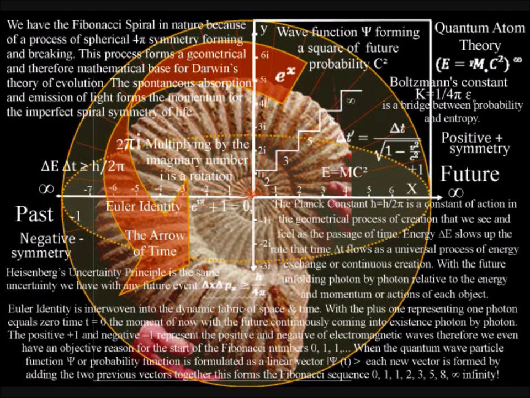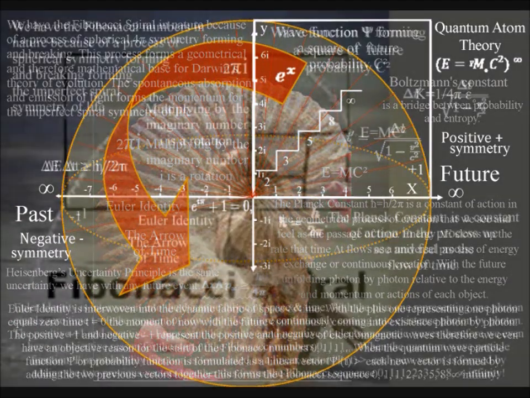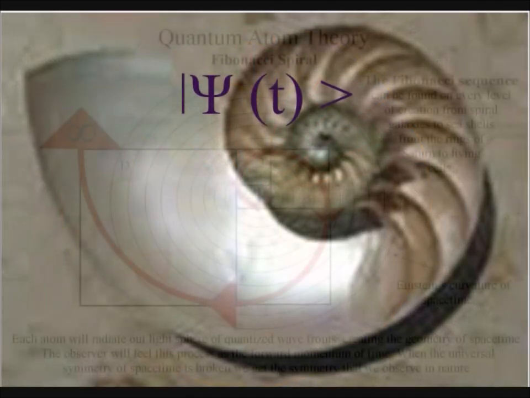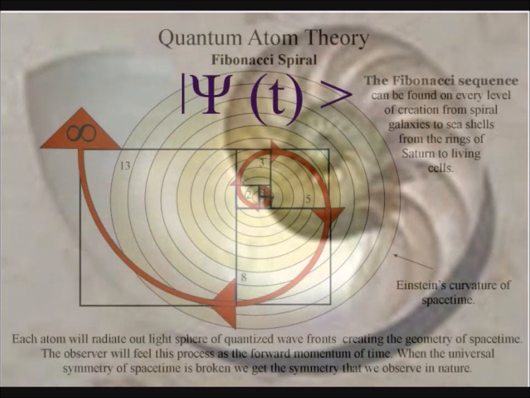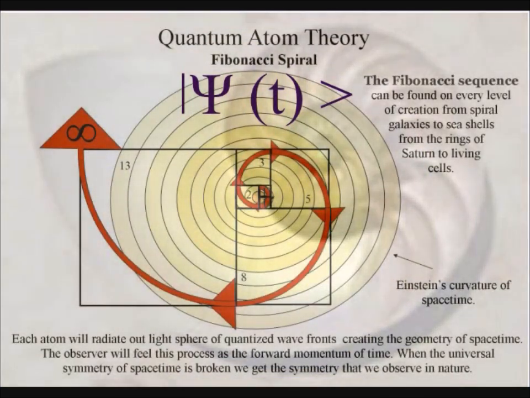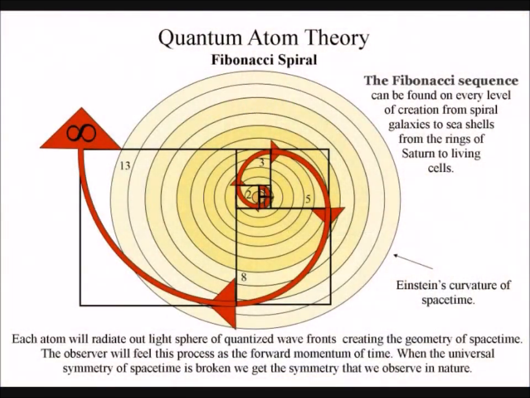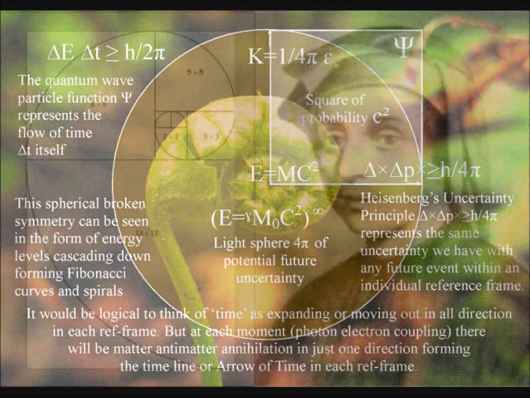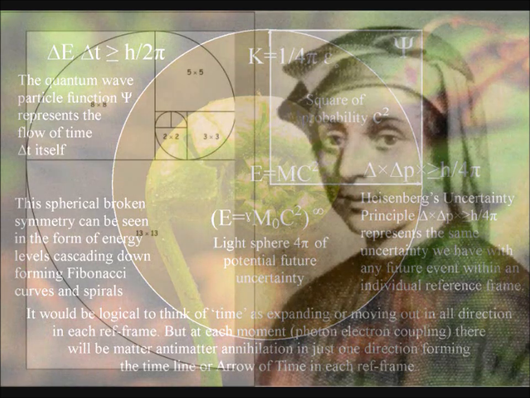It is because these spirals are formed out of broken symmetry that they are never perfect. This is because if the quantum wave particle function or probability function is reformulated as a linear vector, then all the information I can find says that each new vector is formed by adding the 2 previous vectors together. This forms the Fibonacci sequence.